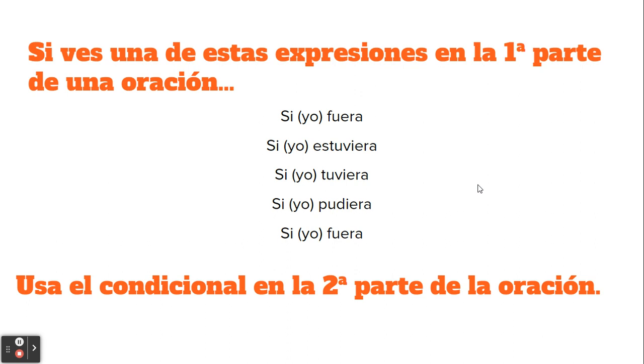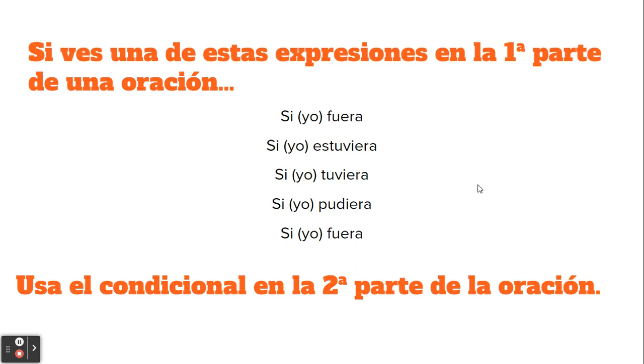The first, si yo fuera, is if I were. Si yo estuviera is also if I were, but to talk about emotions or location. Si yo tuviera, if I had. Si yo pudiera, if I could. And si yo fuera in this case means if I went. So keep that in mind.